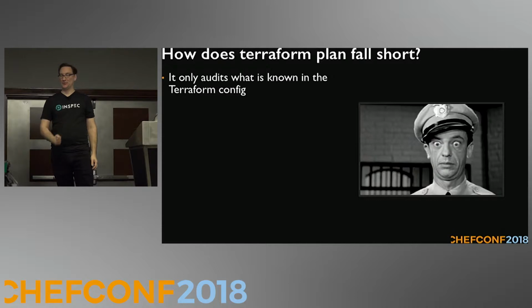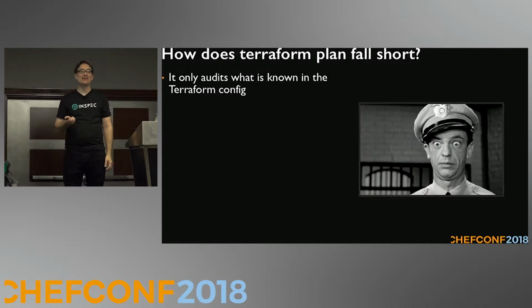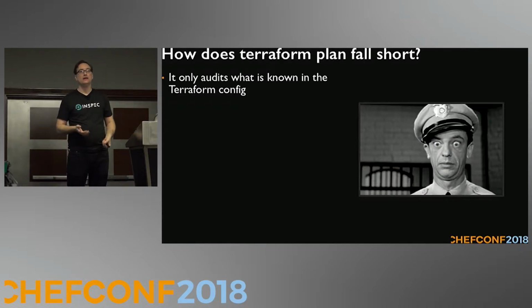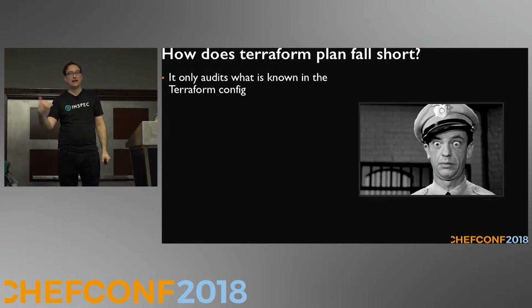But I think it actually falls short. First of all, it only audits what's known in the Terraform config. Because the security group was created outside of the Terraform config, it really doesn't know that much about it. The only thing that it knows is that it was attached to this instance. It doesn't know if it's dangerous. It doesn't know that it was trying to open up port 22 to the world. So it doesn't tell us anything at all about that. It just says, hey, there's this security group and here's its ID number. Shouldn't be attached to this, so I'm going to yank it.